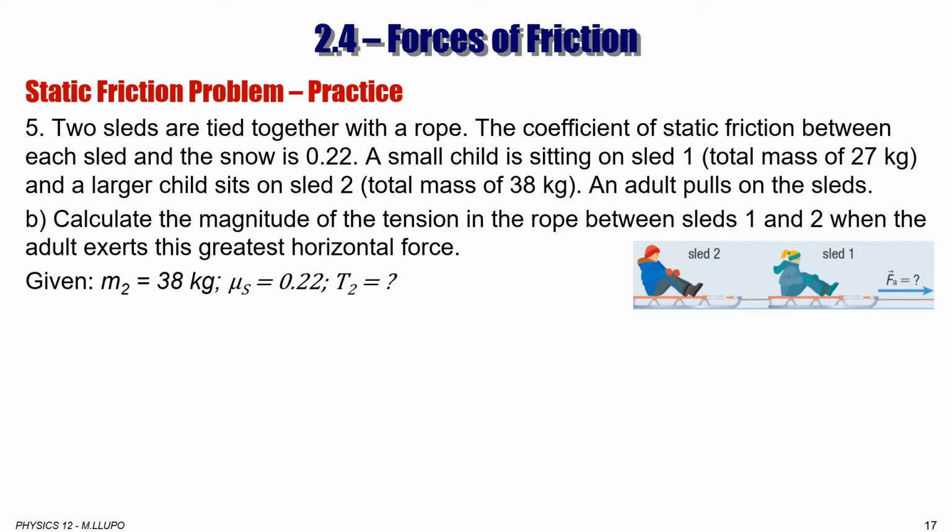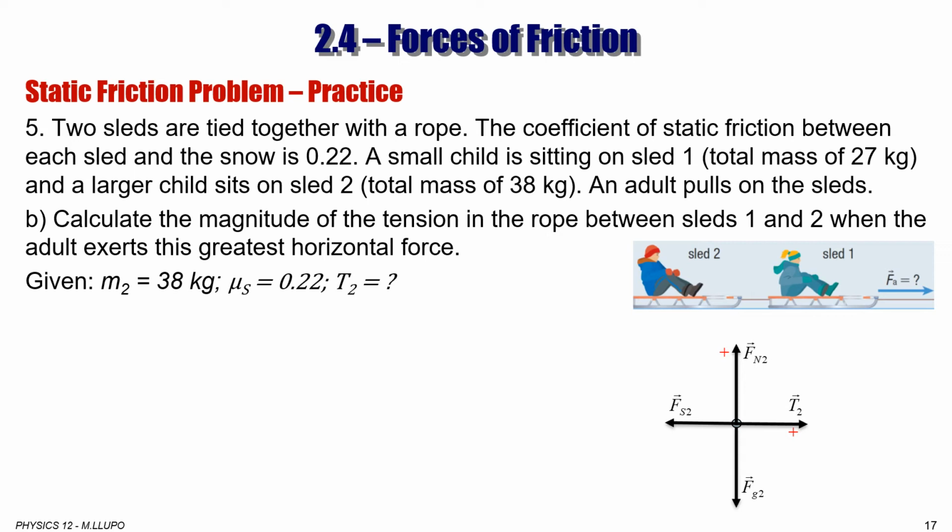The coefficient of friction is 0.22, and what we're looking for is tension T2, the tension between those two sleds. We, as always, draw a free body diagram: Fg2 and Fn2, and then tension T2 is pulling to the right and friction is on the left. We keep the positive directions as the traditional up and right.